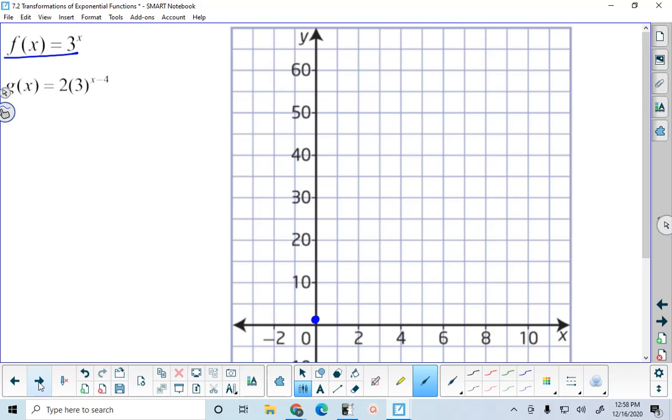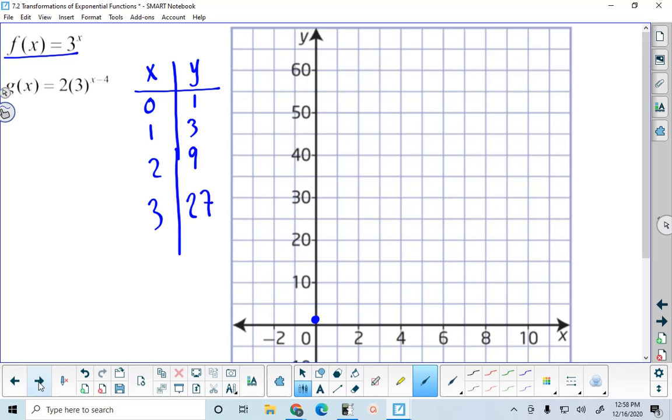You don't need to write this down, and I'm not going to spend a lot of time doing it, but what we're saying is this. We're saying that every time x goes up by 1, you triple y. So when x is 1, y will be 3. When x is 2, y will be 9. When x is 3, y will be 27.